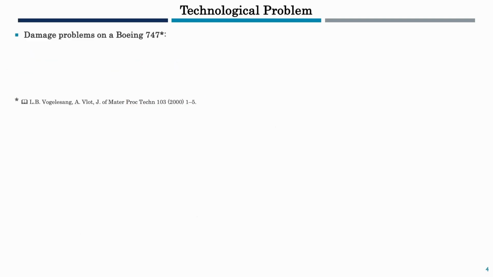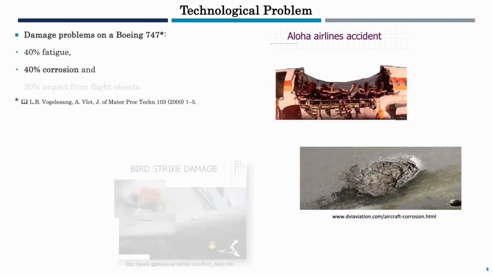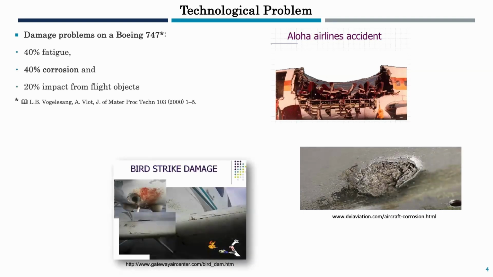But I will now switch to the damage problems. Just to figure out what the difficult situations in aircraft structures are, there is fatigue, there is corrosion, and there is impact damage. In our case, this is, I think, from Ad Vlot and Fossila, from TU Delft many years ago.